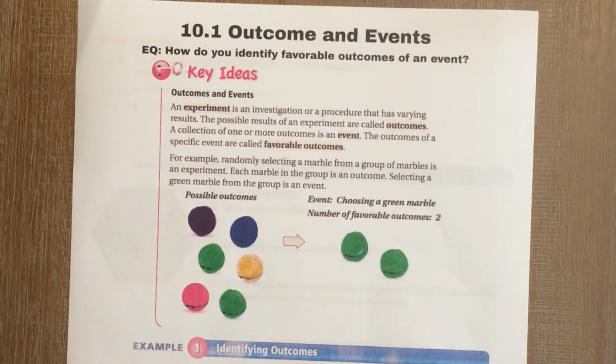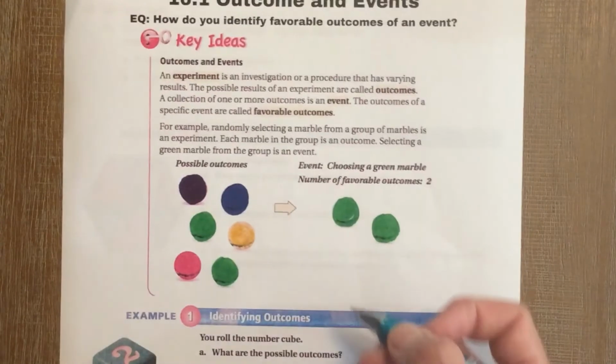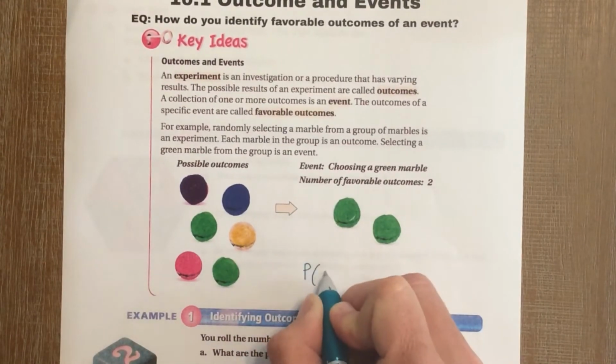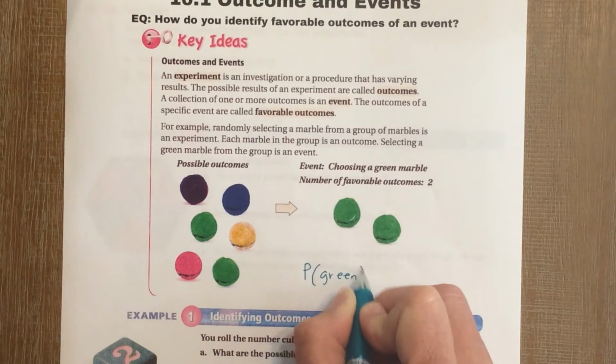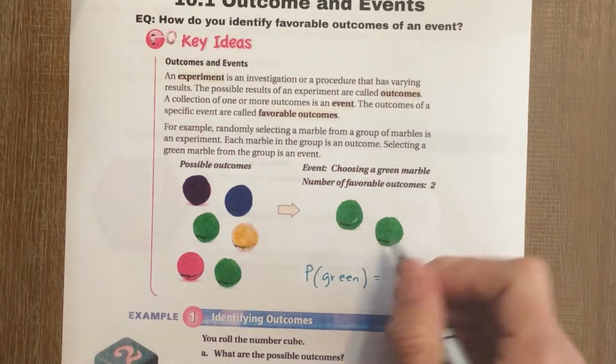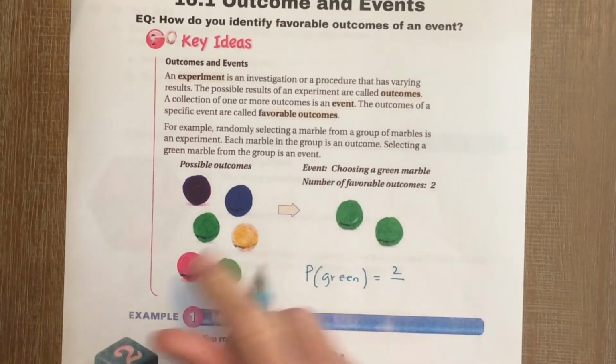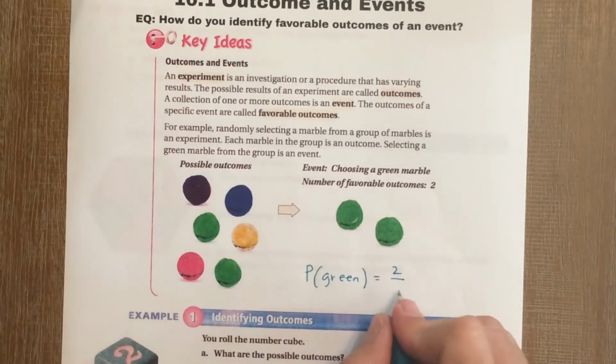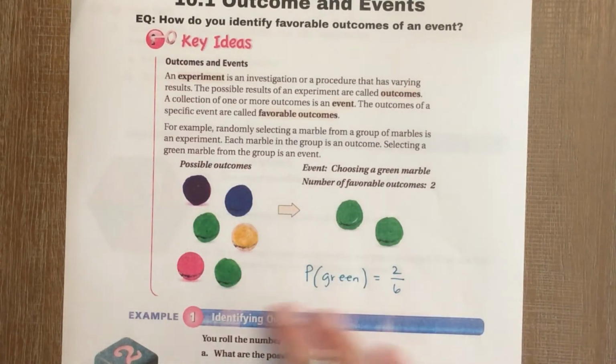This is kind of slowly getting to this idea of probability. We could say the probability of choosing a green. Eventually things are going to look like this: probability of green, that's my event. There are 2 greens out of 1, 2, 3, 4, 5, 6. And then of course you'd simplify. So this is where we're headed, okay?